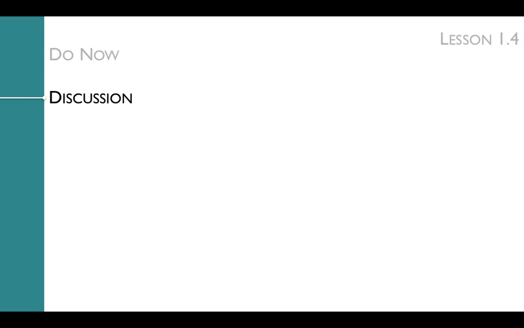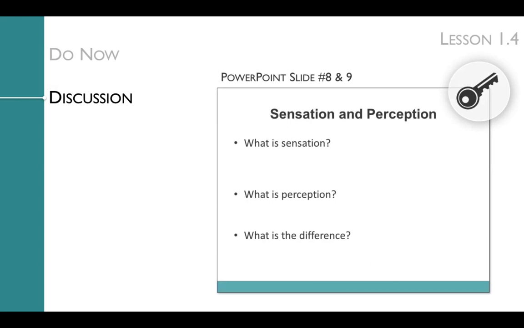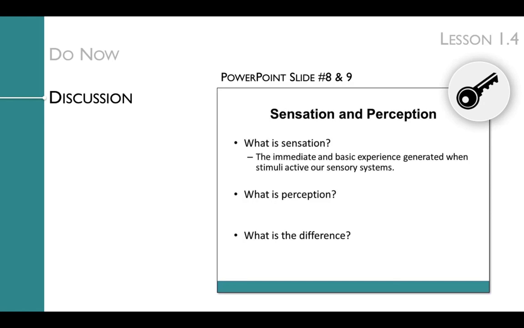The second part of the discussion gets to the key point of the lesson, the difference between sensation and perception. You'll ask the students to define sensation. Students typically come up with the idea that sensation refers to the detection of the senses. You'll then animate the slide to display the definition we'll use in this course, and one that students should know. Sensation is the immediate and basic experience generated when stimuli activate our sensory systems.